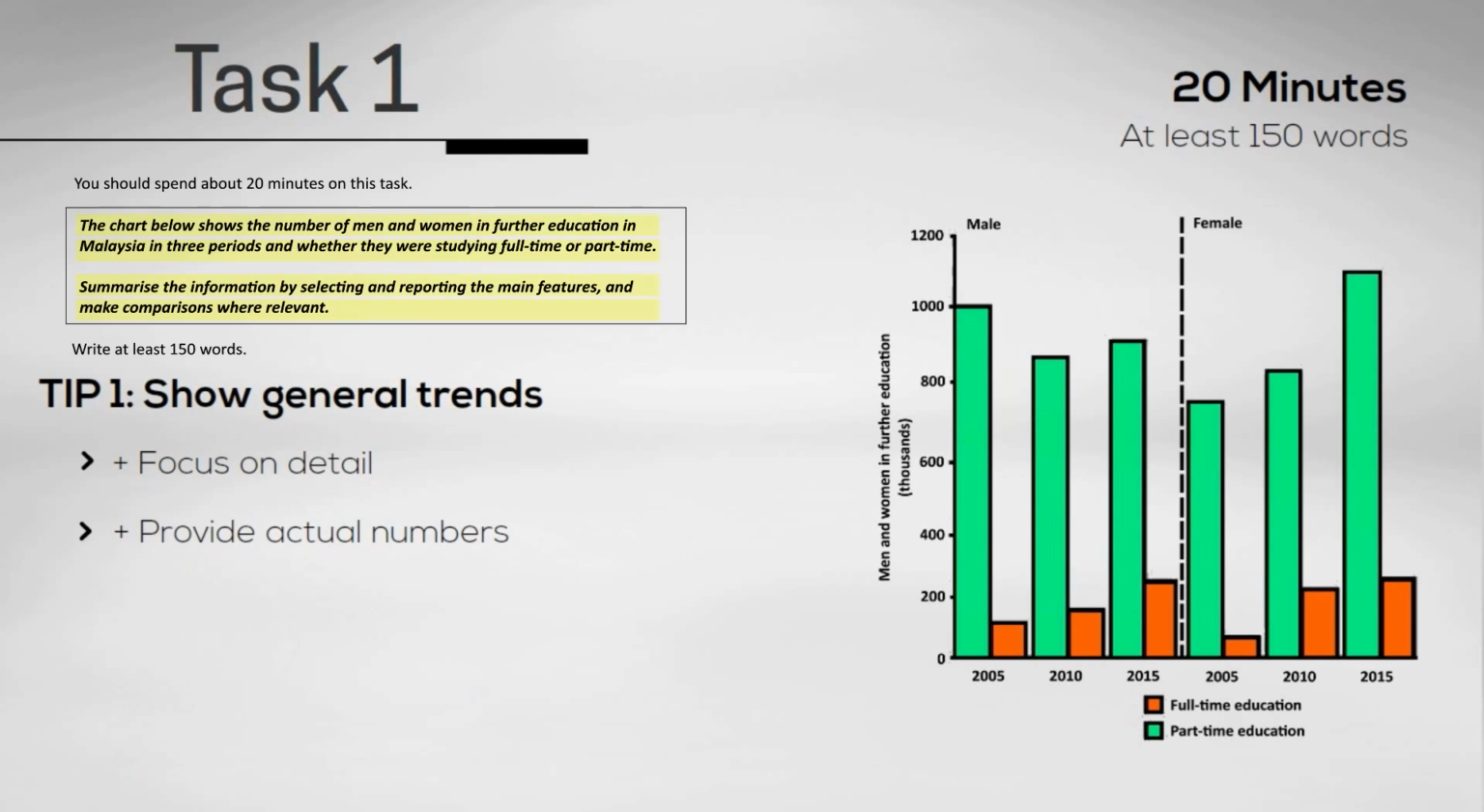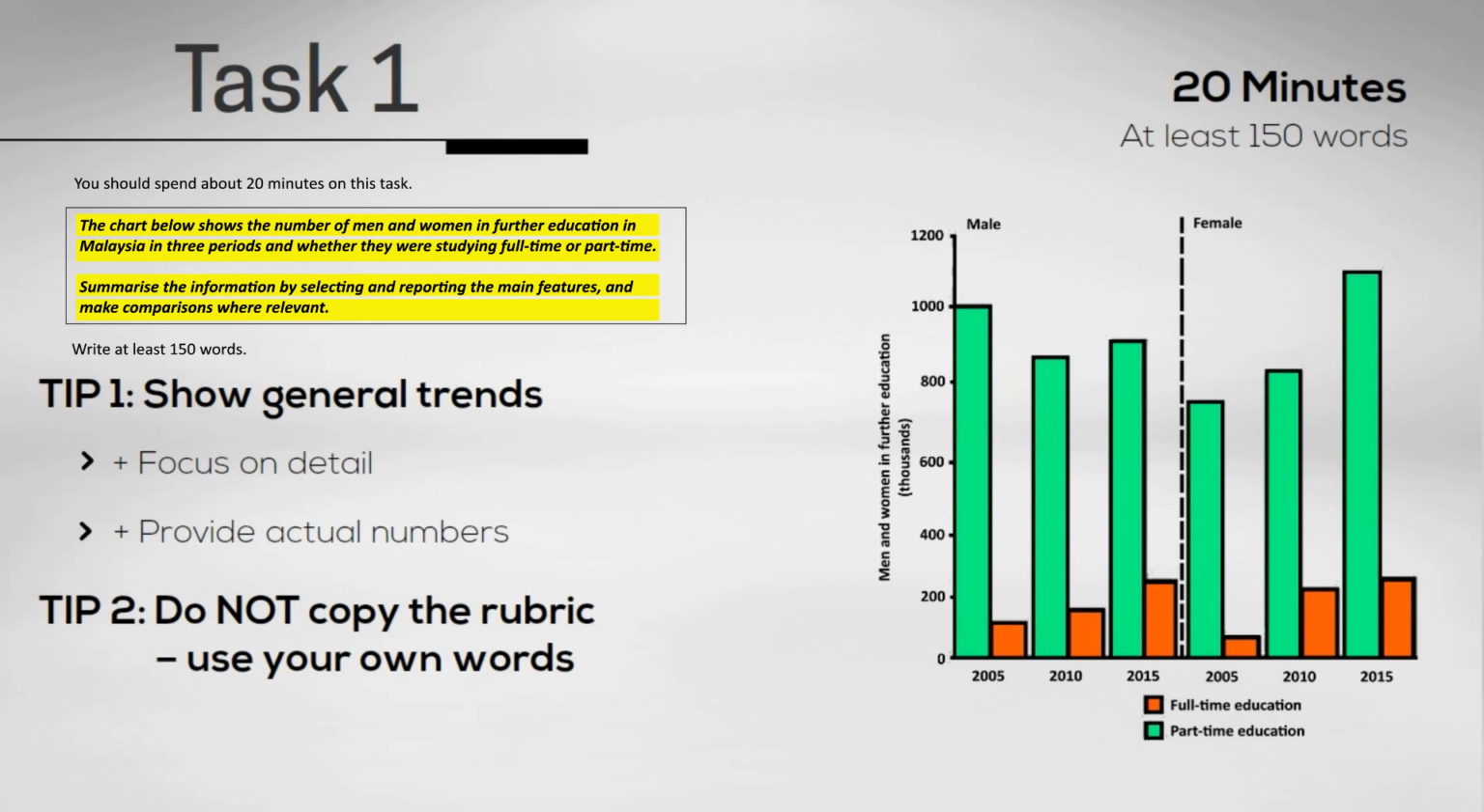Next, look at the rubric. When you're writing your answer, you must not copy from this rubric. Instead, you should use your own words. This is our second tip. Change the vocabulary and the grammar of the rubric so that it is different from the original.